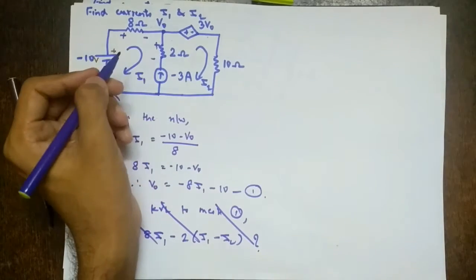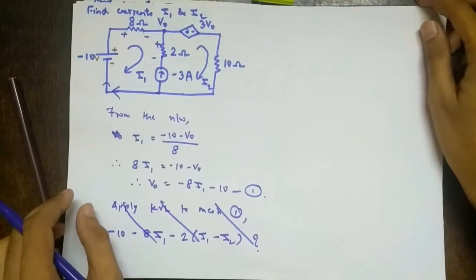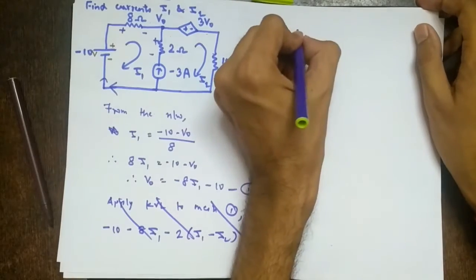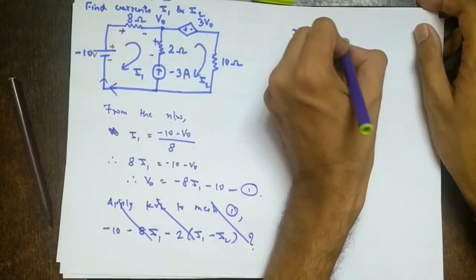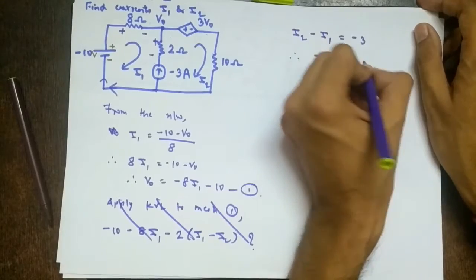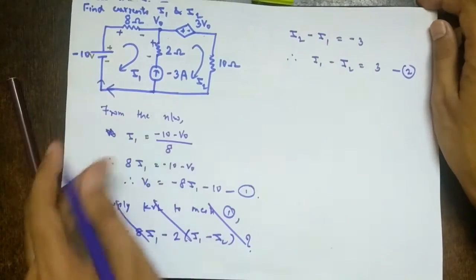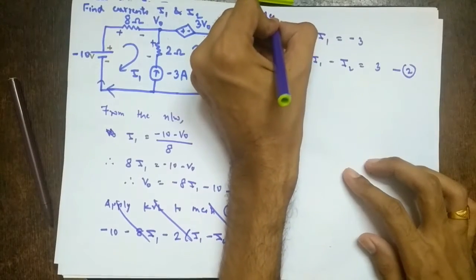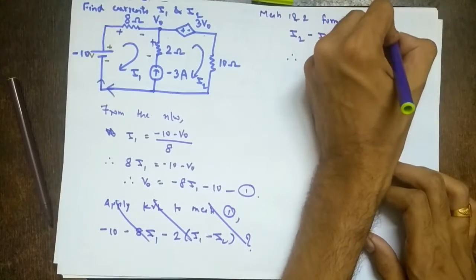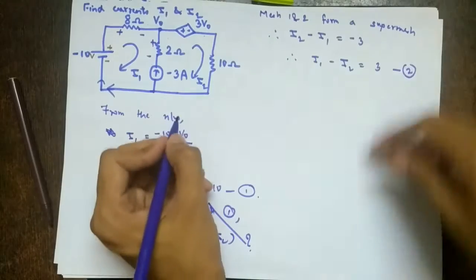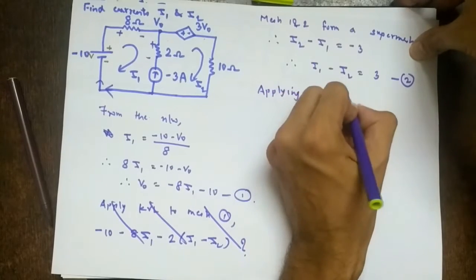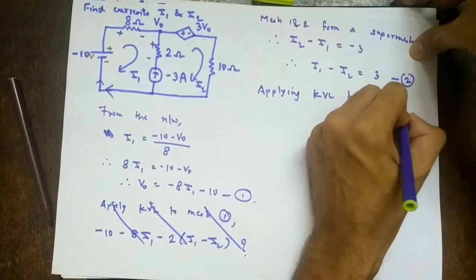So what is happening? We have seen this is a problem of supermesh. So what do we do for supermesh? We write the current equation directly. I2 is in the direction of the current, so it will be I2 minus I1 equal to, what is the value? Negative, so minus 3. Therefore you can write I1 minus I2 equal to plus 3. This is the second equation. Mesh 1 and 2 form a supermesh. Therefore, applying KVL to the supermesh.